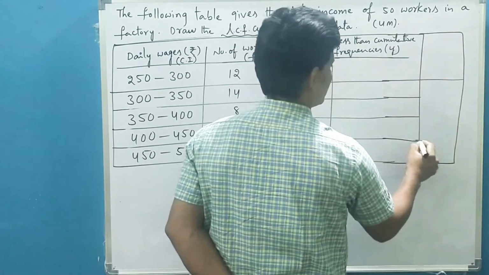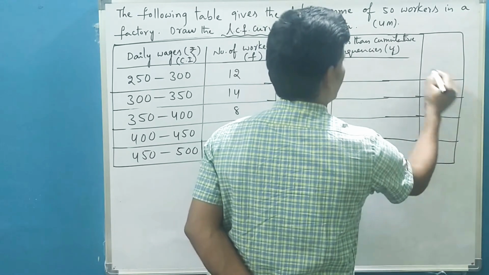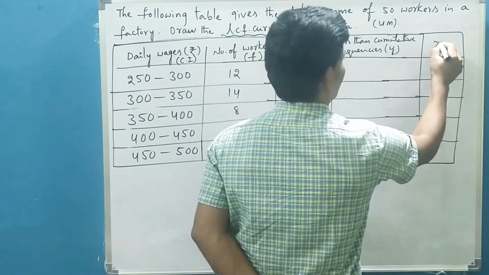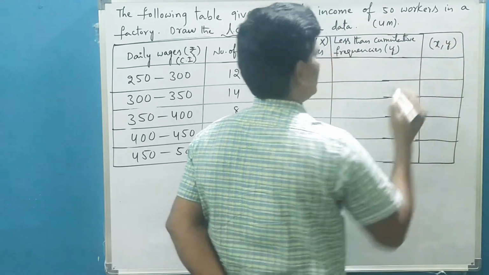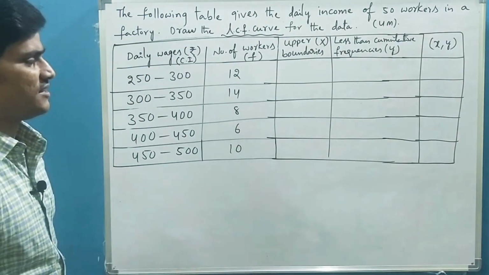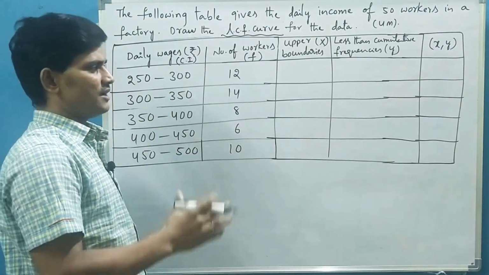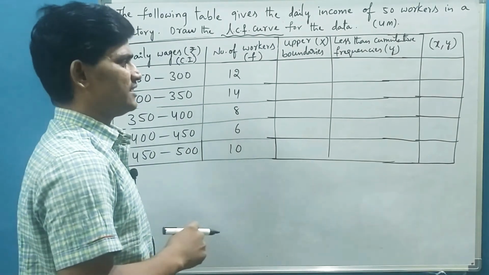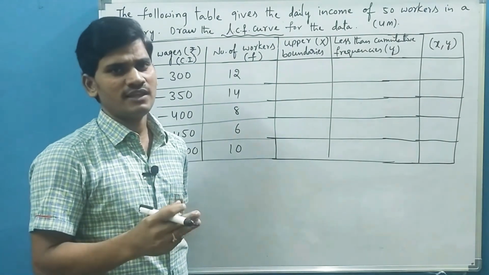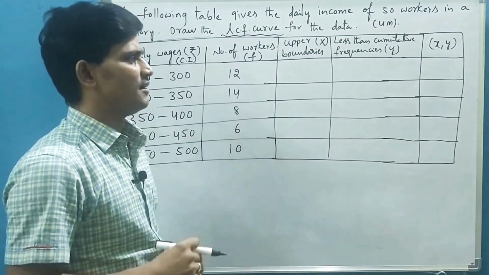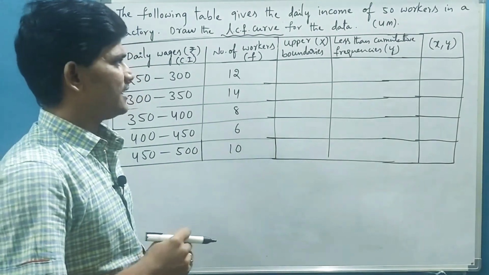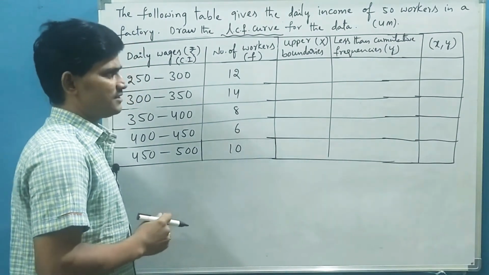and these two values are taken as ordered pair (x, y), and these ordered pairs are plotted as points on the graph. After plotting on the graph, we will join with a smooth curve so that we will get the curve, that is the LCF curve. Let us see what are the upper boundaries first.